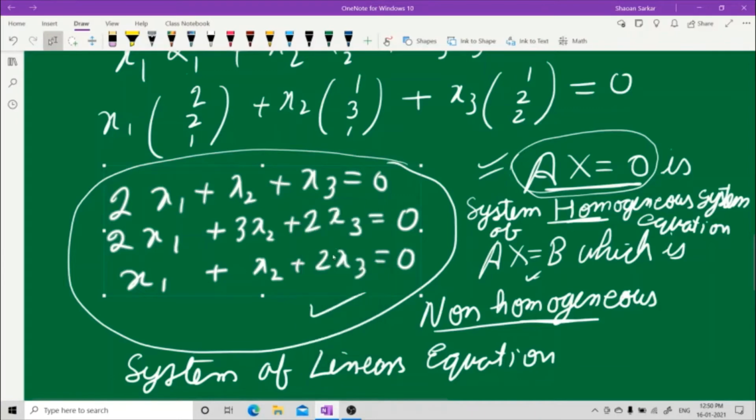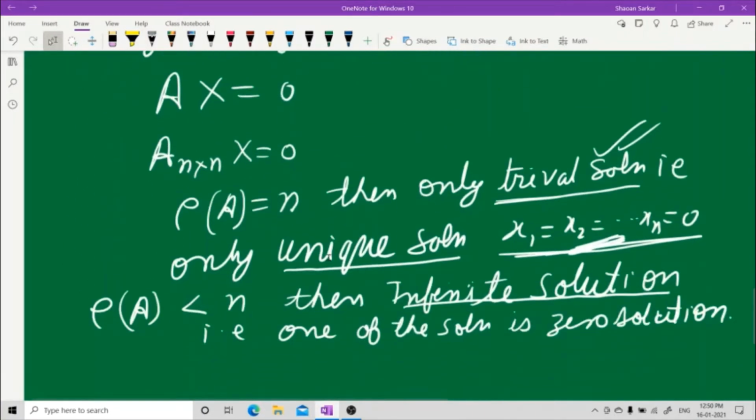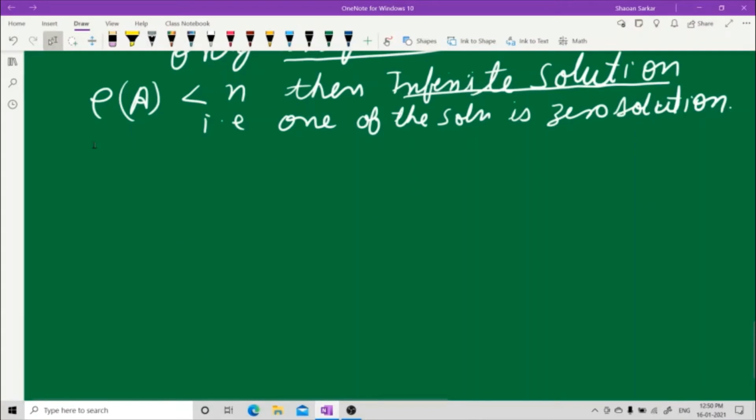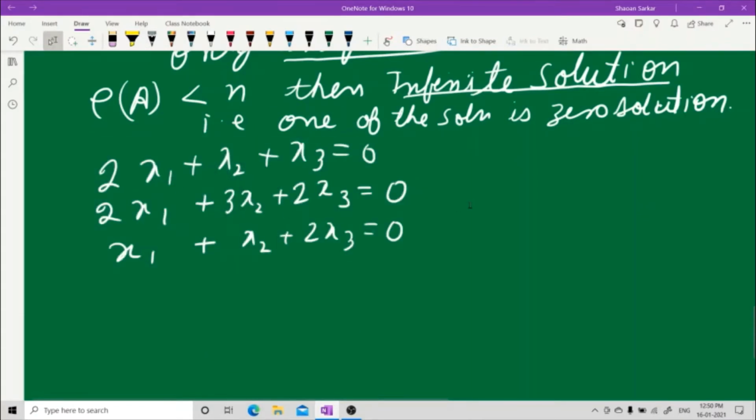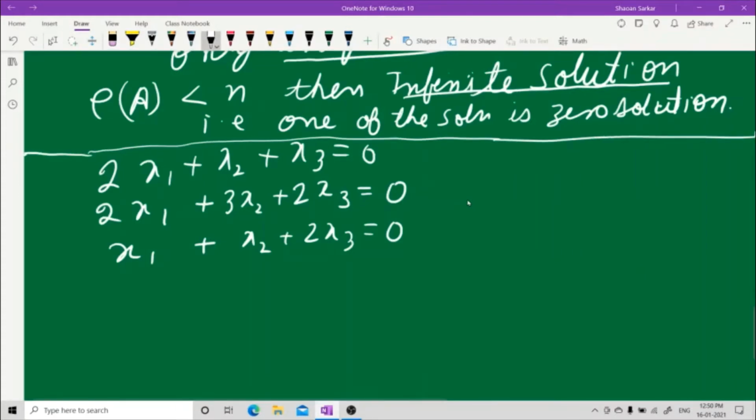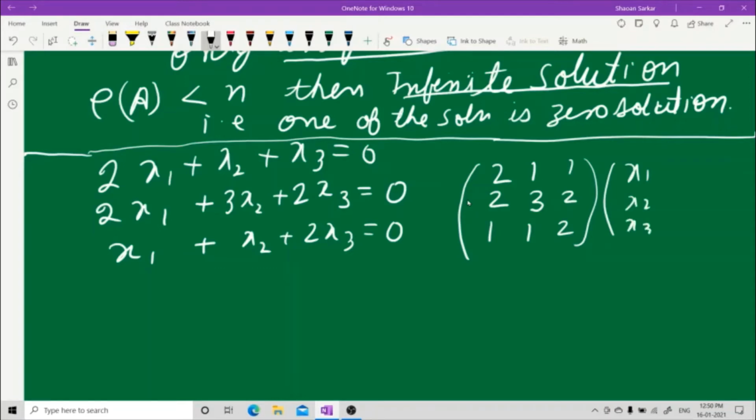Let me copy it here for you. Let's paste here. Okay, I got the equation here now. Now I have this equation. Let me draw the line for you. Yes, this is the line. Now you see, this can be written as 2, 2, 1, 1, 3, 1, and 1, 2, 2. Then you have x1, x2, and x3. Then you have all 0, 0, 0.